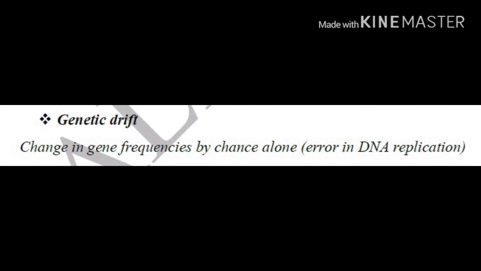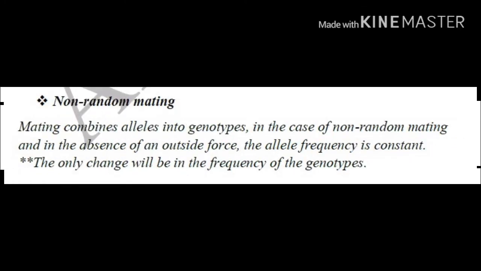Genetic drift refers to the change in genetic frequencies by chance alone. This is also due to errors in the DNA replication. Non-random mating. Here, when we're talking about reproduction, mating combines the alleles into genotypes. In the case of non-random mating, we are going to be forcing certain genotypes to combine in order to reproduce, and this is going to alter the allele frequency. However, if this was random mating, there is going to be a constant allele frequency. Worth noting here that the only change present is the frequency of the genotypes.